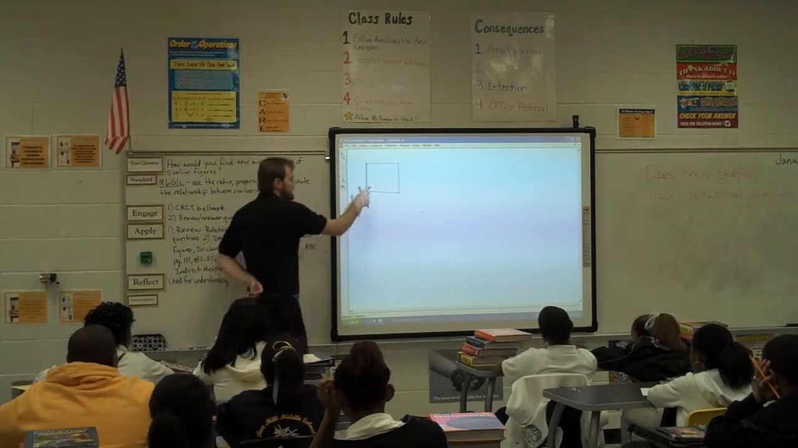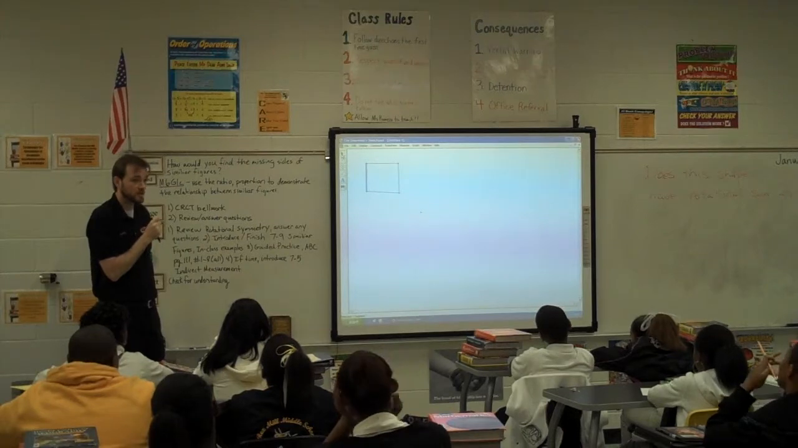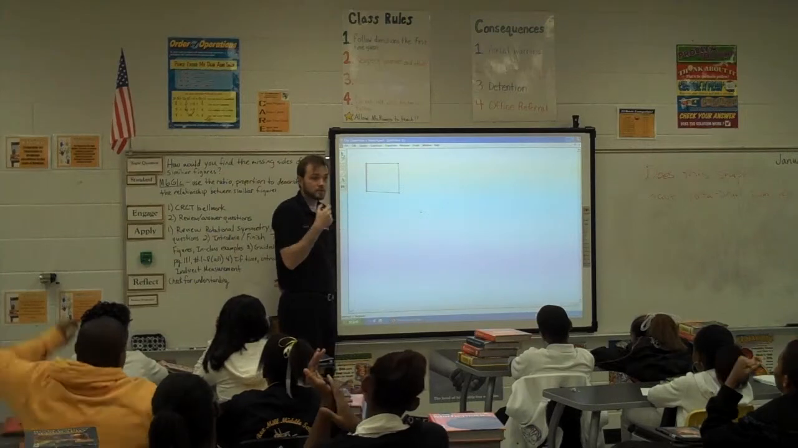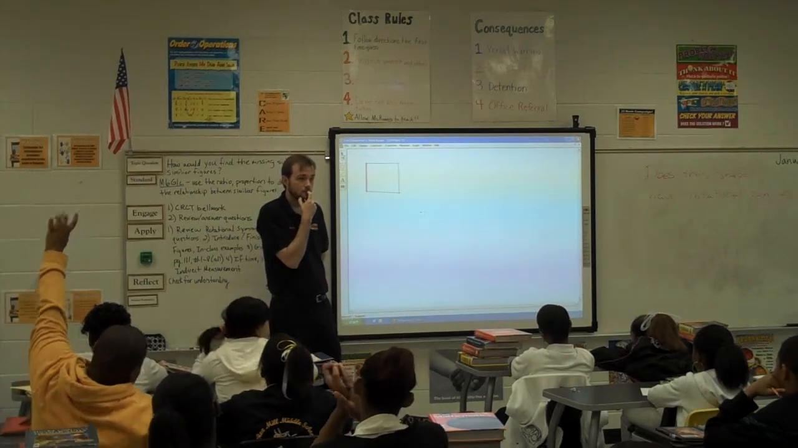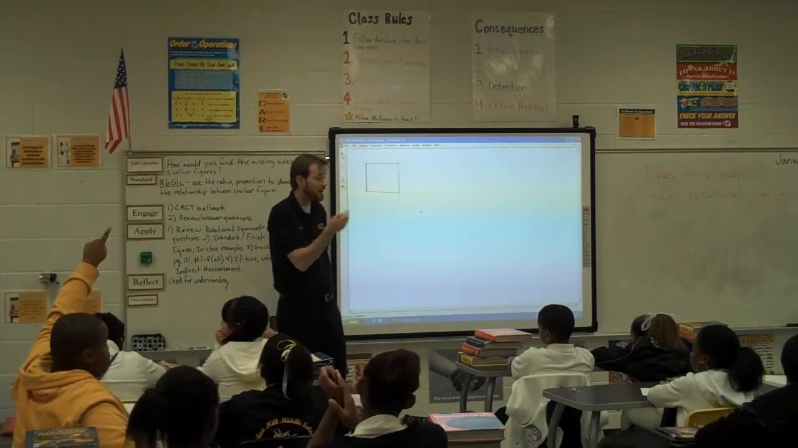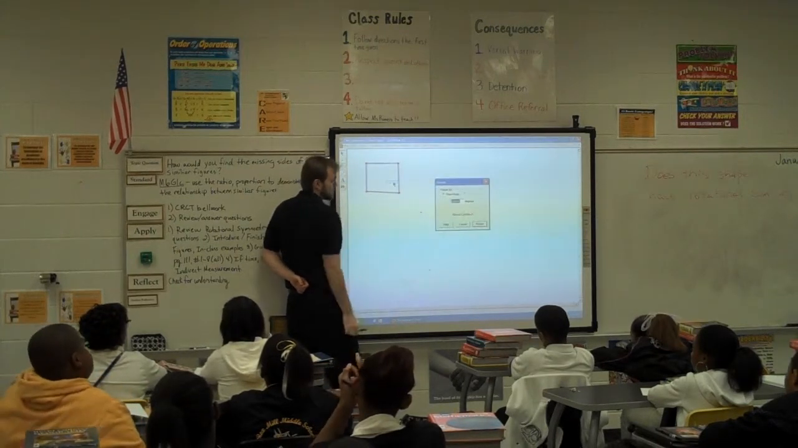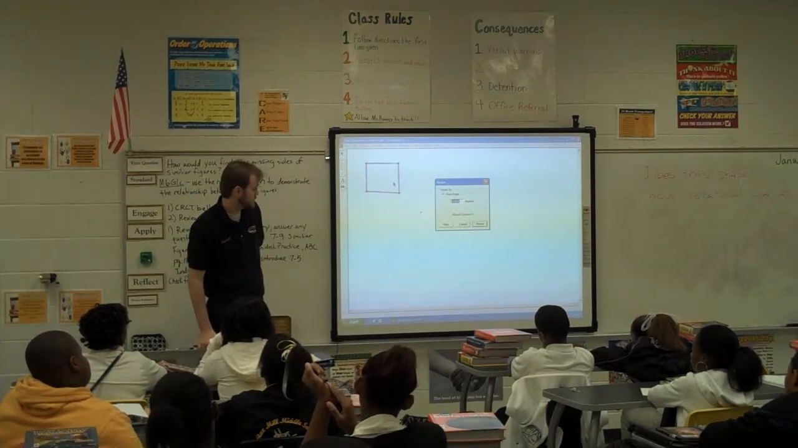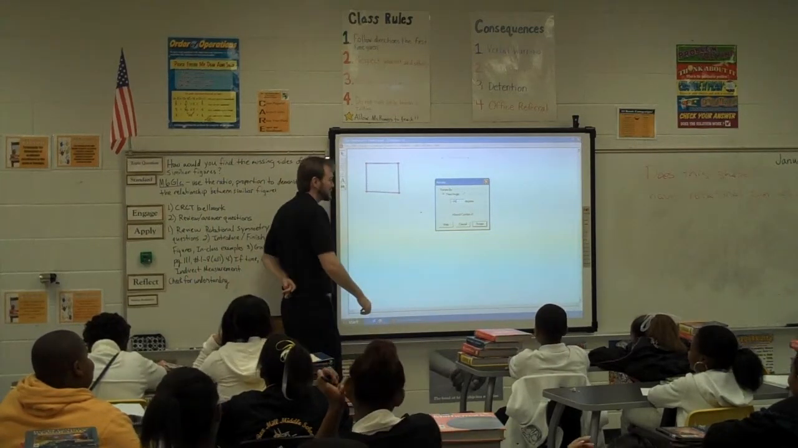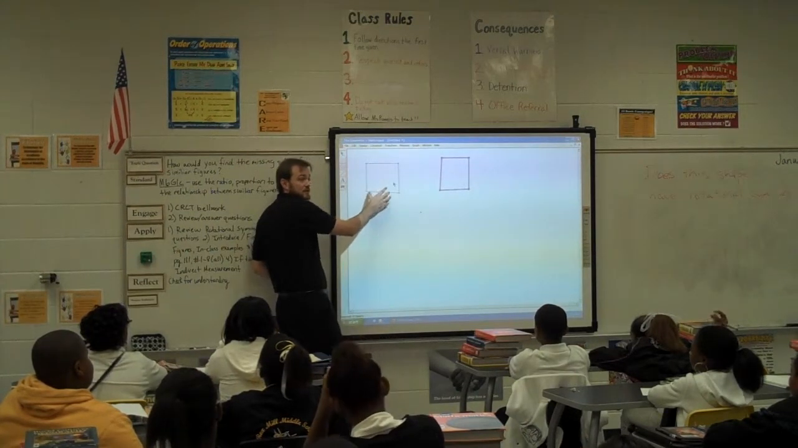If I take this, who thinks they can tell me where the first rotational symmetry will be? Yeah, Hicklin. What degree turn do you think it'll be? It happens 4 times. 90? So we'll try 90. So at 90 degrees, and again, remember we're pretending this was a perfect square. It's a little off.